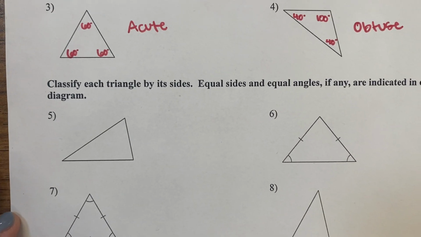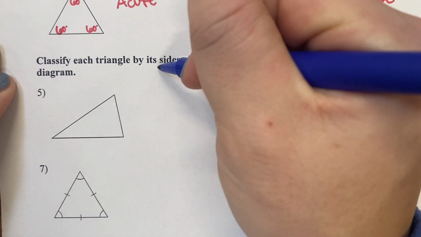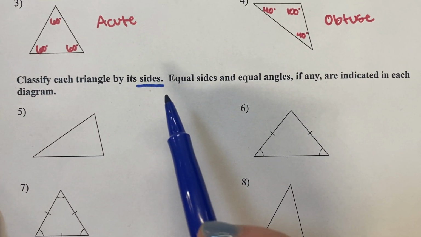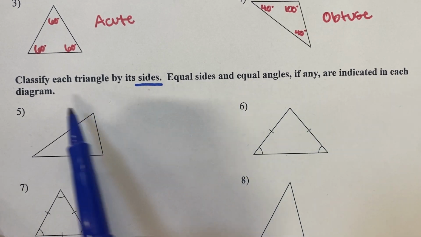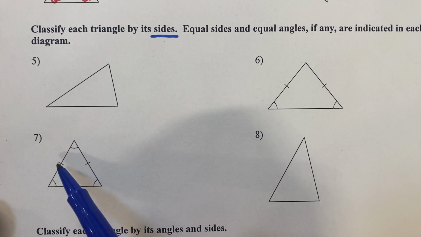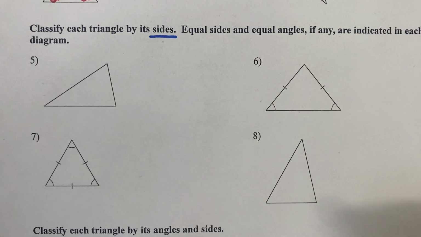All right. Numbers 5 through 8. It's now asking us to classify each triangle by its sides. We classified them by their angles, and now we're classifying them by their sides. Equal sides and equal angles, if any, are indicated in each diagram. For numbers 5 through 8, you see these little dash marks and these little curve marks right there. That tells us that either angles or sides are equal to each other.